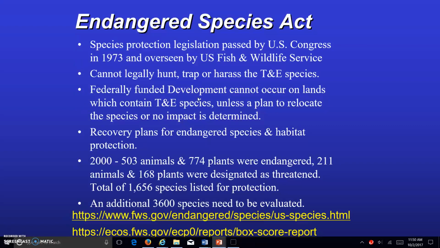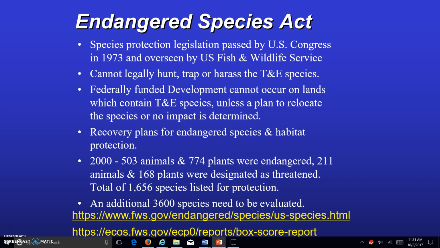This also restricts federally funded development. So a government project for a bridge expansion or a highway expansion or perhaps a new building for government agency offices cannot happen on lands which contain threatened and endangered species unless there's a special plan that's been set up to relocate those species to a different area and deem that there would be no impact on those species. The other part of the Act is to institute recovery plans for certain species that have been identified as endangered and to institute habitat protection for the critical habitats related to those endangered species.